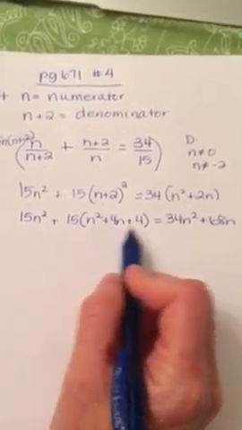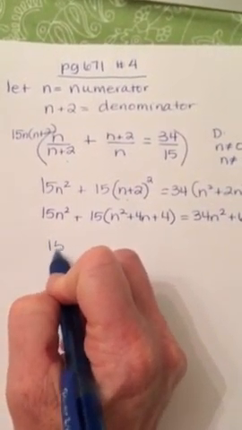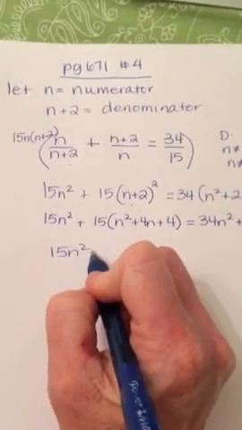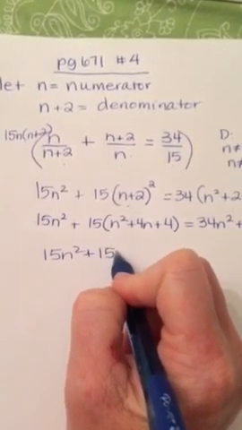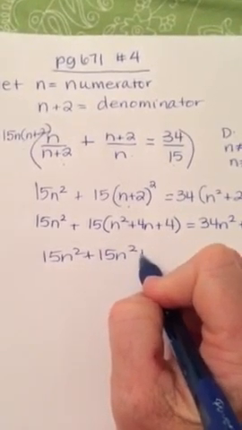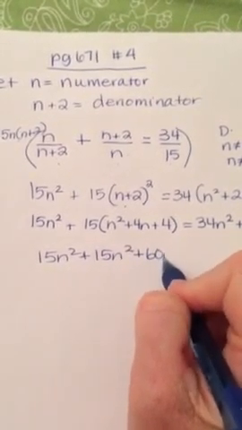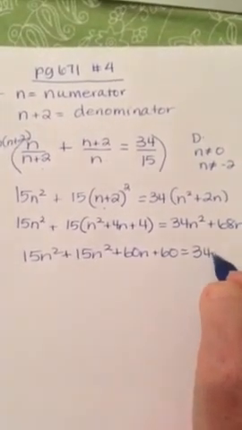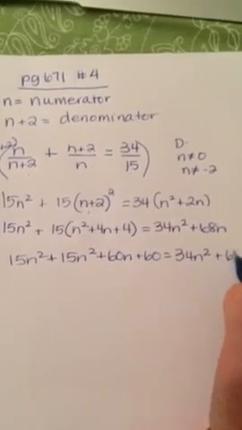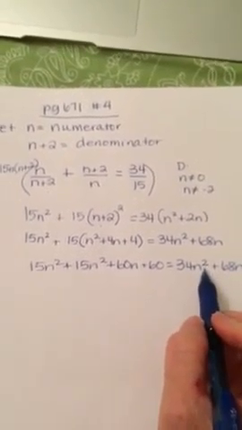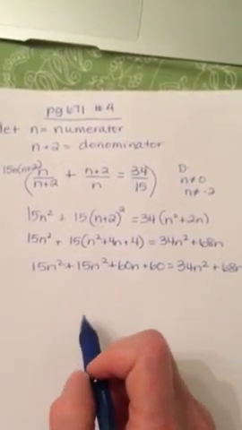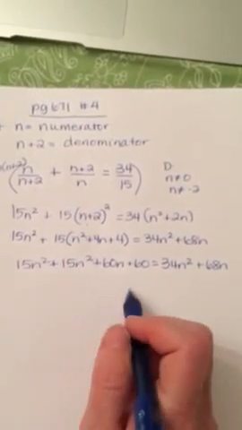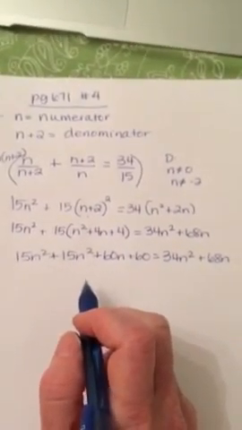All right, so now I've got to distribute the 15. So yes, it's long and involved, but not anything we can't do. So I distribute my 15. And I'm noticing already that it's a quadratic equation. How do I notice that? Because that exponent of 2 tells me that it's quadratic. So I know I'm going to be setting it equal to 0 and solving by factoring.